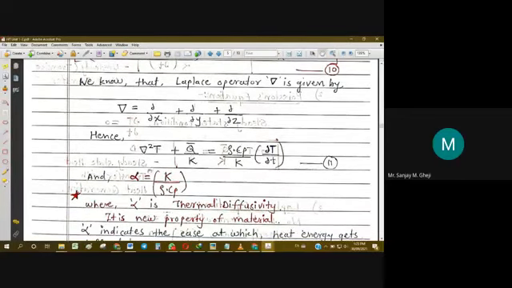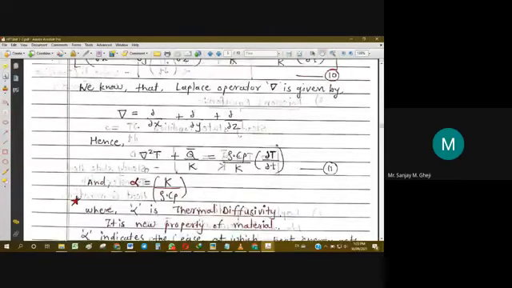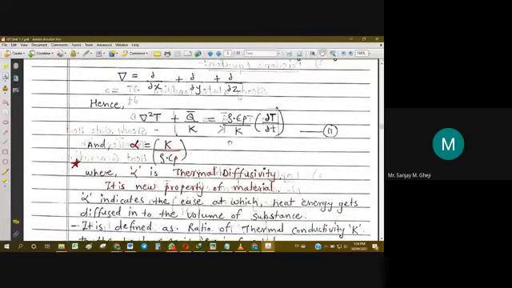So this becomes a very short and condensed form of the general equation, just because we have substituted this entire bracket by the operator del. So del square T plus q bar by k equal to rho Cp by k into del T by del t. Now from this we obtain one new parameter or new property. This term rho Cp by k is a ratio.